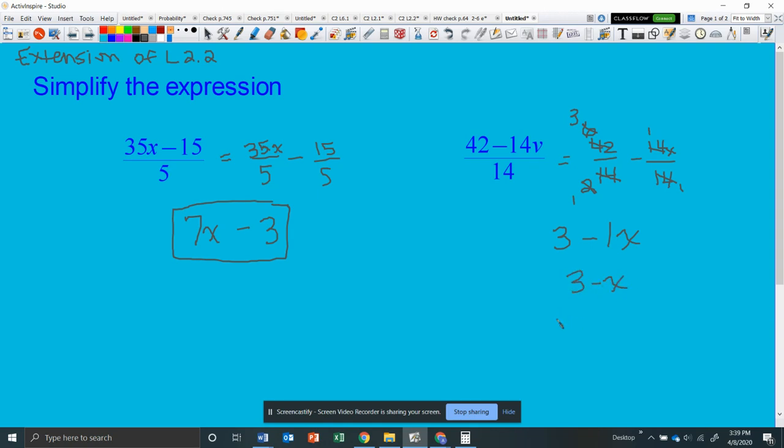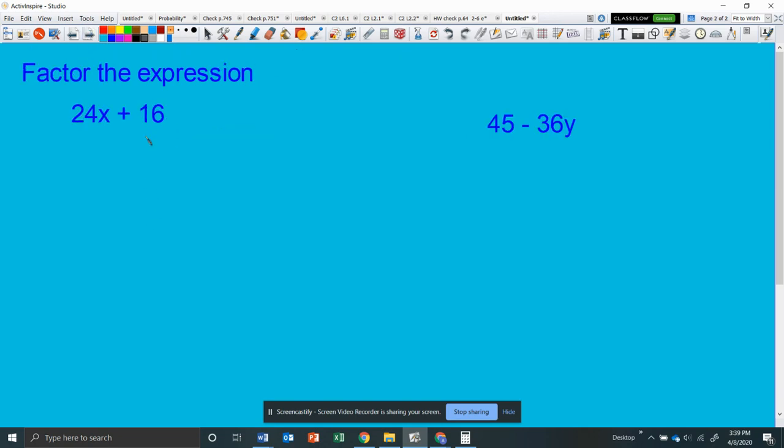You could also write this as negative x plus 3, because remember, 3 minus x is the same thing as 3 plus a negative x. Okay, so that's the answer we'd be looking for there. And you probably don't realize what you've done here, but you've done this thing called factoring. Factoring becomes a really big deal in algebra, okay? So we're going to look at these and we're going to look at factoring.